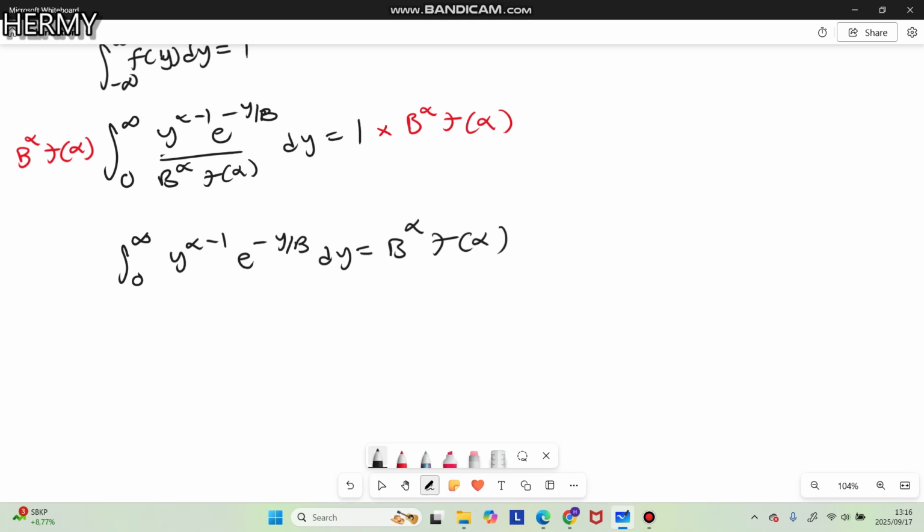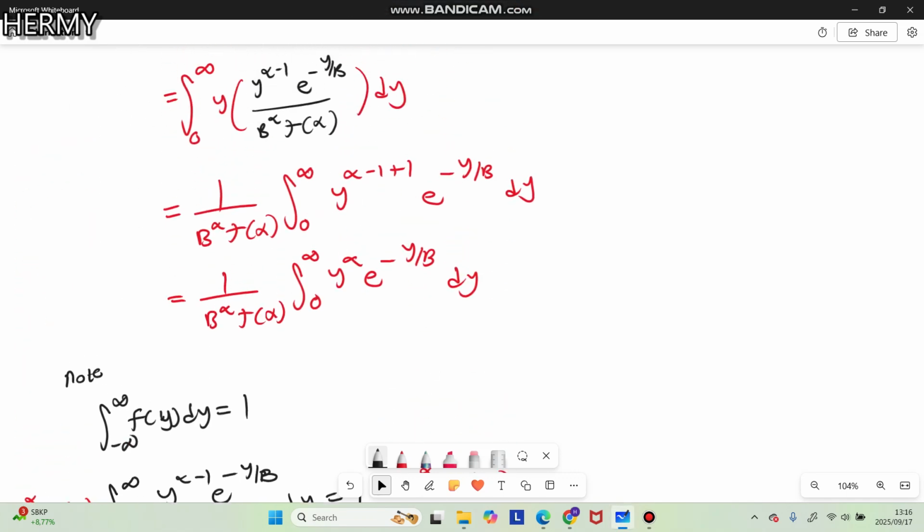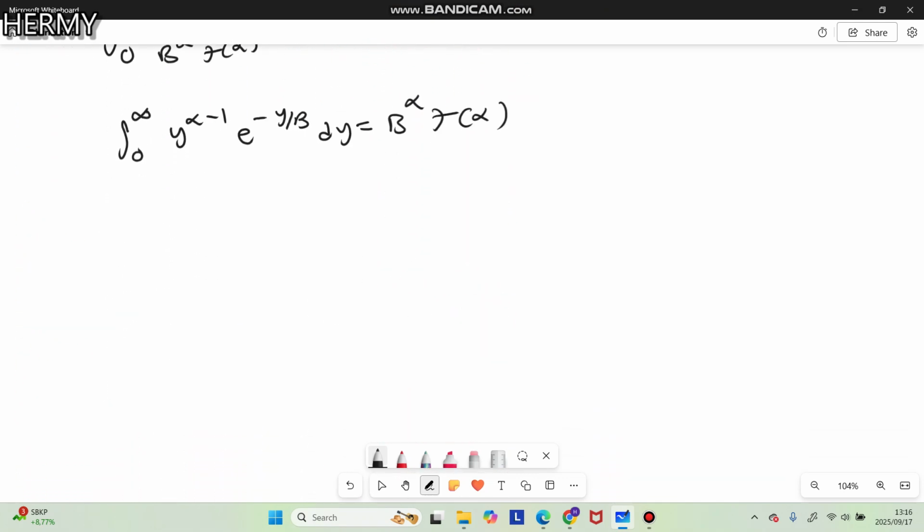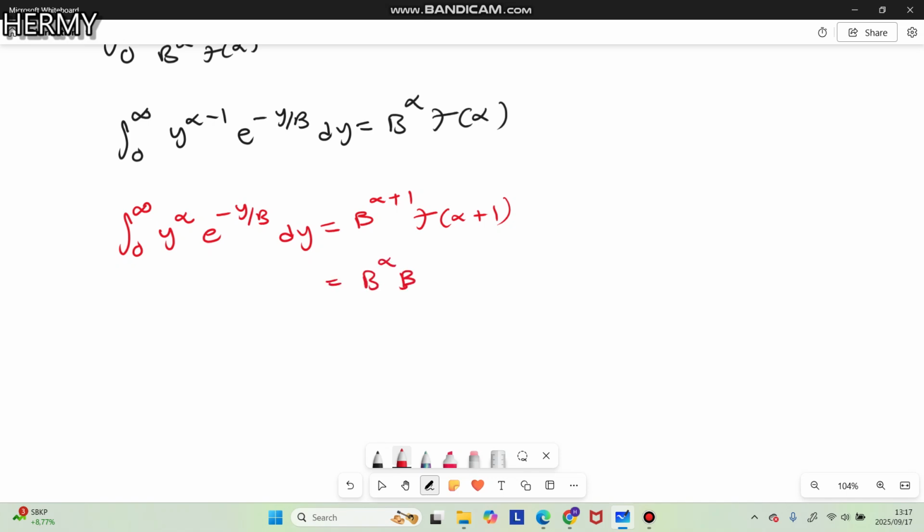This is the guy. Then remember, what are we looking for? We are looking for this guy here. To get it, we are just going to say that wherever there is alpha, we add 1. So it's the integral from 0 to infinity of y to the power alpha, because we added 1 to alpha minus 1 to get alpha, e to the power negative y over beta dy, equals beta to the alpha plus 1, gamma of alpha plus 1. Then this side you can simplify and say it's alpha times beta to the alpha plus 1, and also alpha times gamma of alpha.